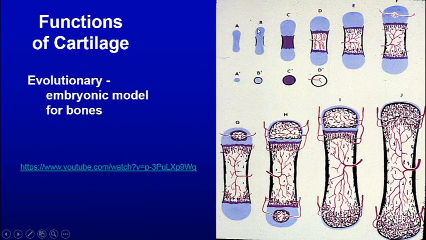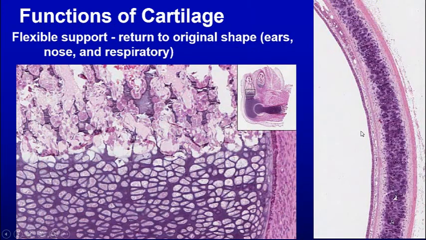And here you can see that we have a skeleton of cartilage. And then it develops and is remodeled into bone. And in fact, you continue to have this remodeling in adolescence until you get the total height of the individual. So cartilage is flexible support.